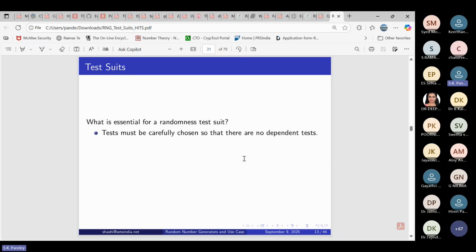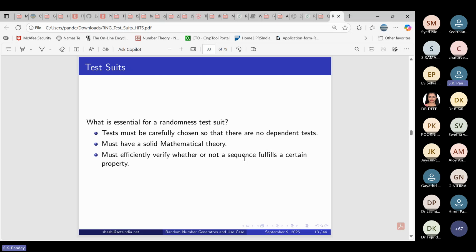Tests must be carefully chosen so that there are no dependent tests. If you do not choose them very carefully, then obviously you will end up with all those developed test suites and their subparameters. The second point is that it must have a solid mathematical theory. It means the patterns you are looking for have some well-known mathematical theory, like if this pattern happens, then what are the loopholes or vulnerable situations you will face while generating those sequences. So majorly these 2 points are sufficient to see the randomness of a sequence.